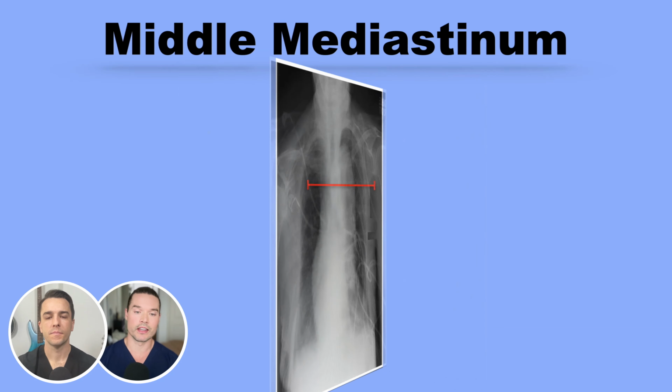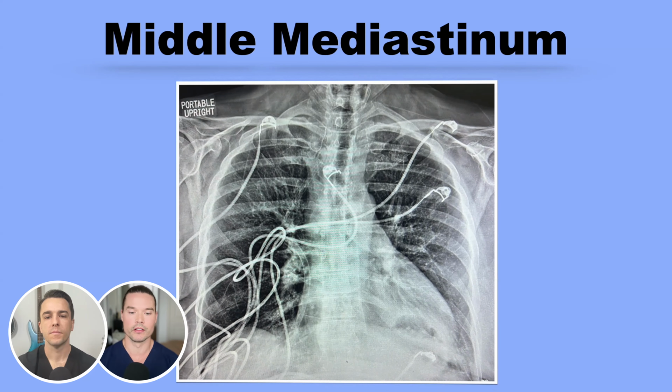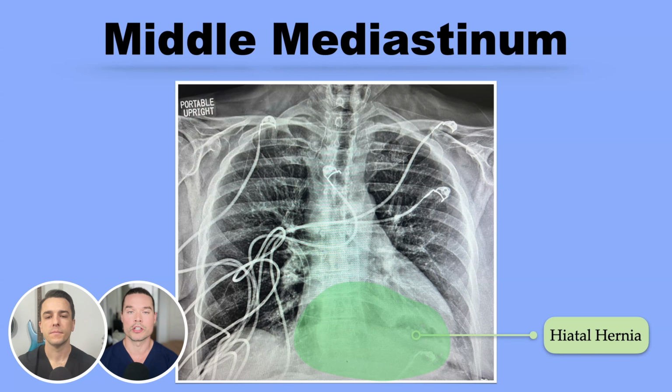Our next example is going to be a little bit more subtle. We can change the width of this chest x-ray so we can highlight it a little bit further. You can see an air bubble down there in the inferior portion of this chest x-ray. This person had a large hiatal hernia, and remember the esophagus is part of that middle mediastinum, so this is middle mediastinal pathology.